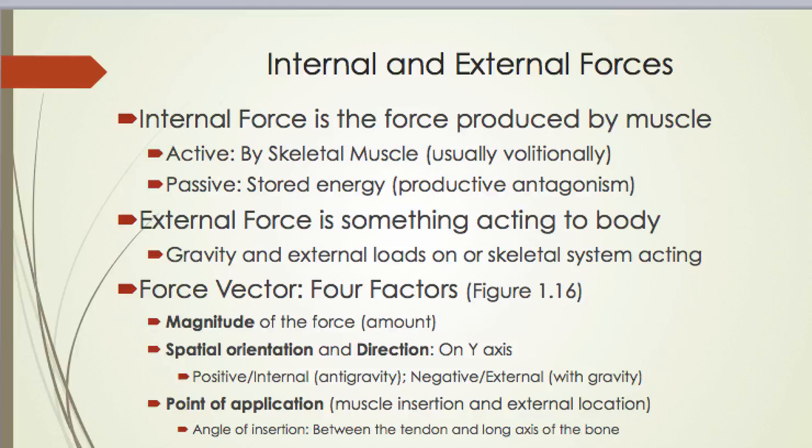So the angle of insertion, you can see in the picture on the left, the angle of insertion of the biceps into the radial tubercle is between the tendon and the long axis of the bone, where the external location of force is in the mid-forearm here in this example in 1.16, but if we put a 10-pound weight at the wrist, or I should say at the hand, then that external location or point of application would move far out towards the hand because of the load.